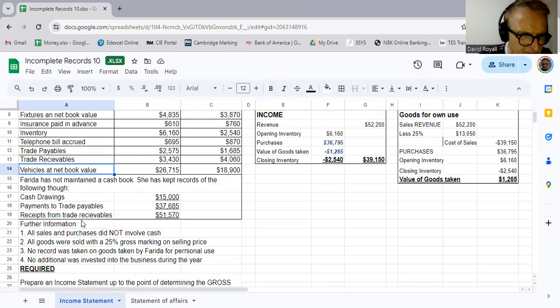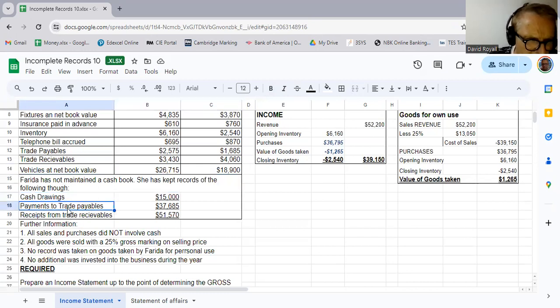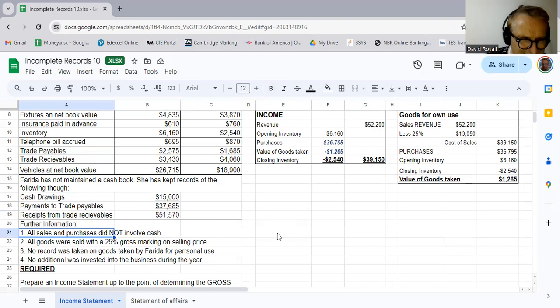Okay, let's go further. We've got information, some cash drawings, and we made some payments to our suppliers in this case, and we've got money coming in from our customers. Further information: all sales and purchases did not involve cash. Excellent, makes it a little bit easier for us.